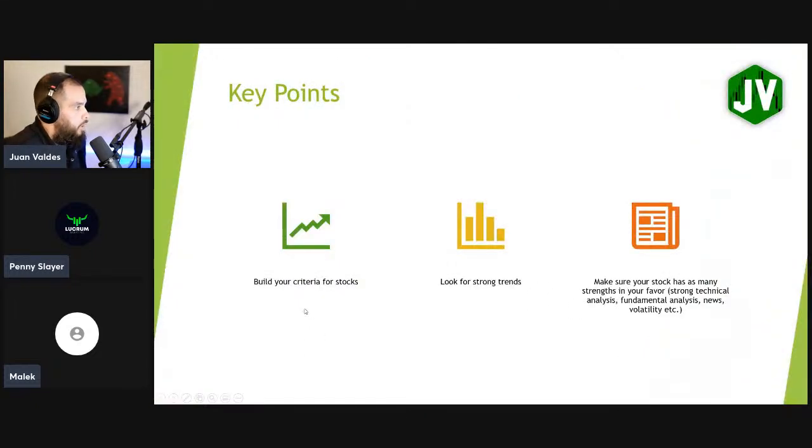So just to recap, build your criteria for a stock. Just know what kind of stocks you're comfortable with, what you like to trade. If you're a scalper, just make sure there's volatility. Make sure you have some sort of technical analysis. Combining that with fundamental analysis, news, and volatility, all those things make a stock stronger in your favor. And that's kind of what you want to do. Like I said, build a thesis and make sure you have all these things checking off.